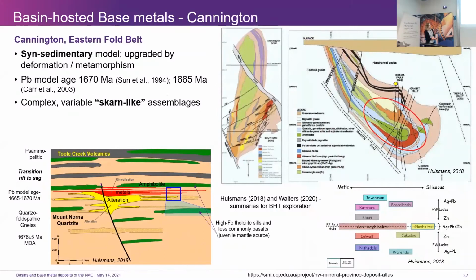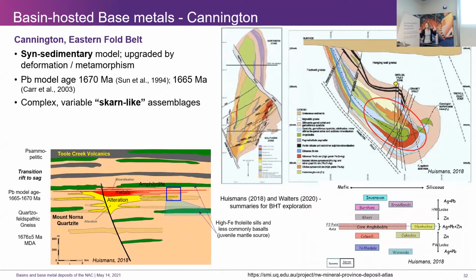So in the upper right, we have a cross-section, and then in the center, a map view of the Cannington deposit. And you can see all the various colors here, all the different ore zones. There's quite a zonation to the ore there at Cannington. It's considered to be syn-sedimentary.